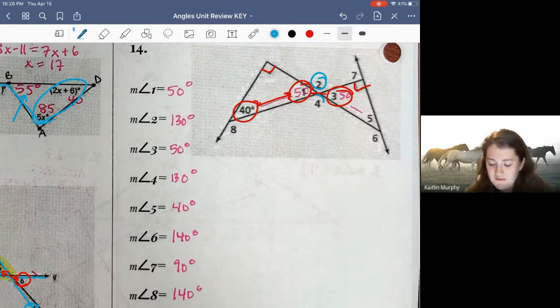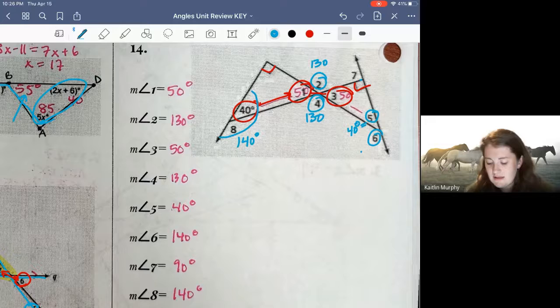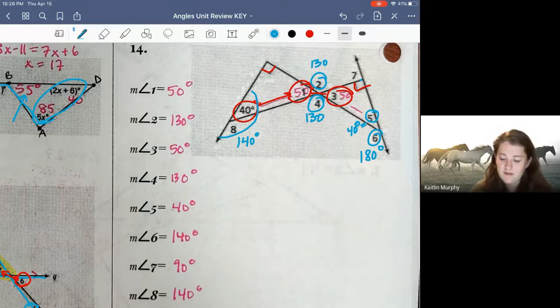And then once we have this 50 here and that right angle, that means this 5 is forced to be just 40 degrees to make this add up to 180, and that leaves this 6 as 180 degrees as well. I think you got all of them. Oh, and the 7 up here is supplementary to a right angle. That makes it a right angle as well.